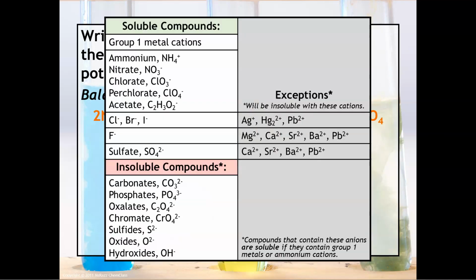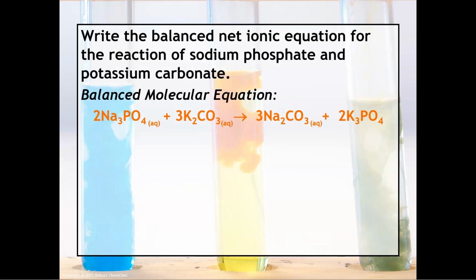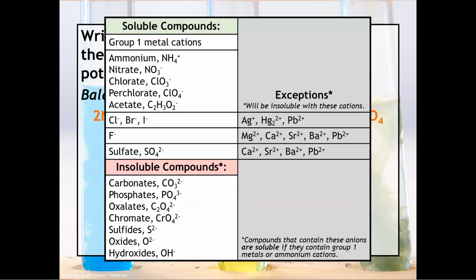Sodium carbonate is next. Again, carbonates are typically insoluble, but with sodium carbonate we've got a group 1 metal in there, so that is also going to be aqueous. And then potassium phosphate. So if we look up phosphates, those are typically insoluble compounds. But again, potassium is a group 1 metal. So that is an exception, so that means that that is also going to be soluble.